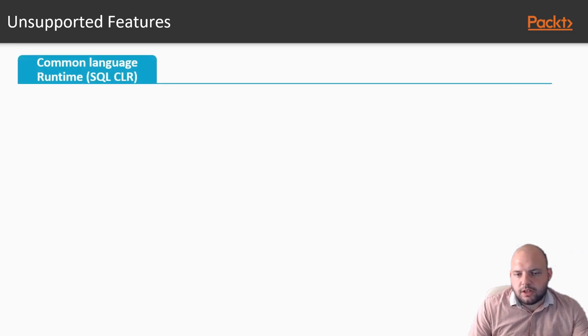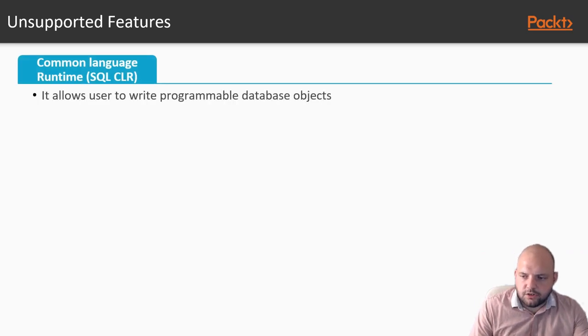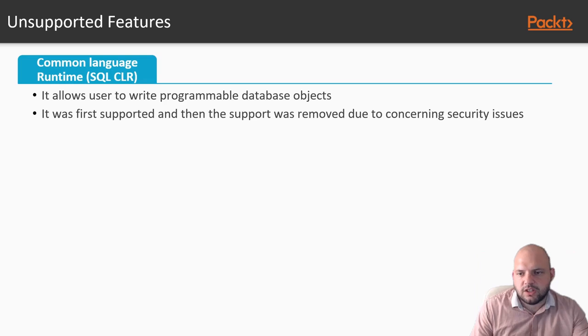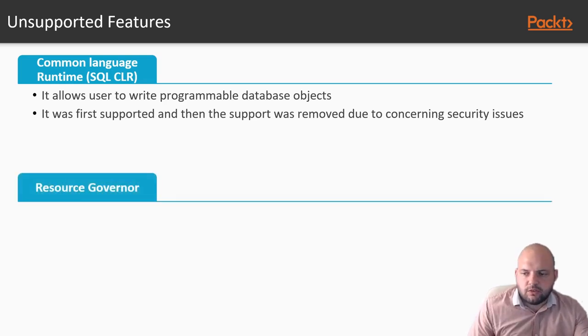Common language runtime is not supported in Azure SQL database. SQL CLR allows users to write programmable database objects such as store procedures, functions, and triggers in managed code. It allows .NET to run in the SQL Server memory space in effect. This can provide a significant performance improvement in certain situations. Now, initially, when Azure SQL Database first came out, SQL CLR was supported, but support was later removed due to concerns around security.